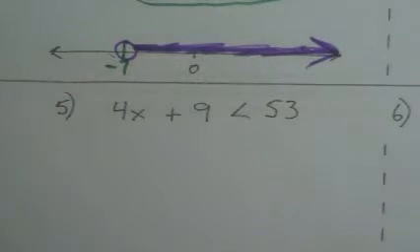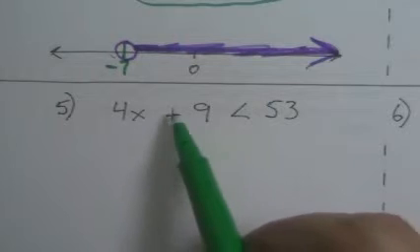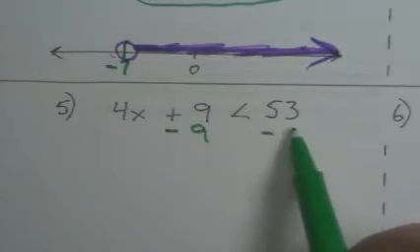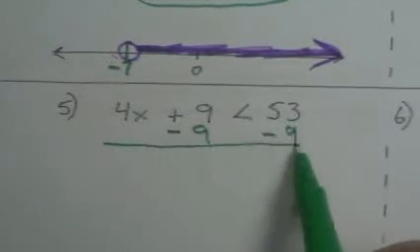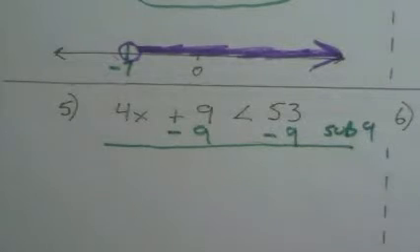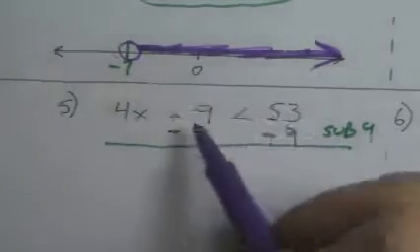Okay, number 5 is a similar problem. Inequality. So let's first get rid of the constant. Do the opposite. I'll subtract 9. I'll write that step right here. Subtract 9. Okay, and that's gone.